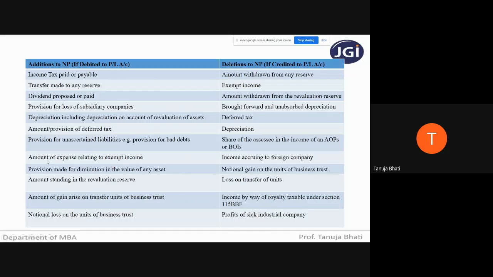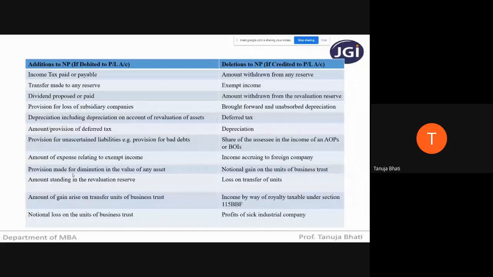Next, amount of expense relating to exempt income. When any expense is relating to an exempt income, that has to be added back. When I say exempt income, that means incomes under section 10, which we have seen under module number 1. Suppose agricultural income is an exempt income. Whatever expenditures relating to the exempt income are debited to the P&L account, please add it back to the net profit.